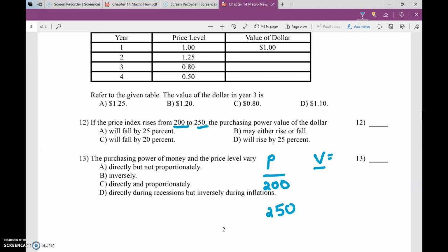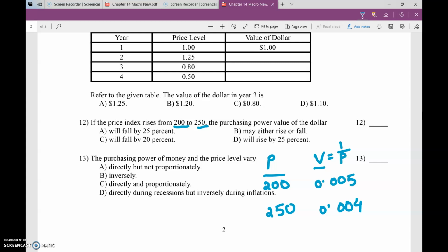The value is equal to 1 over P. So the first one is 1 over 200. That is equal to 0.005. The next one is 1 over 250. That is 0.004. Looks like the value went down, so the answer will be a fall in value.